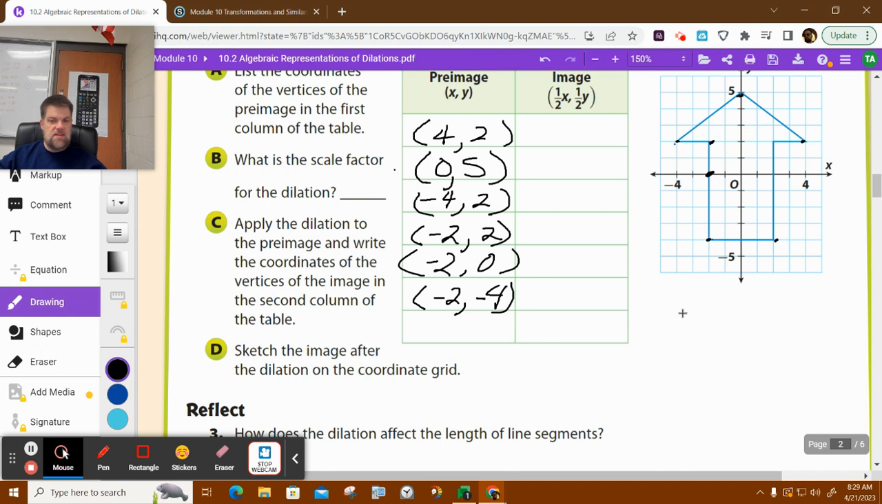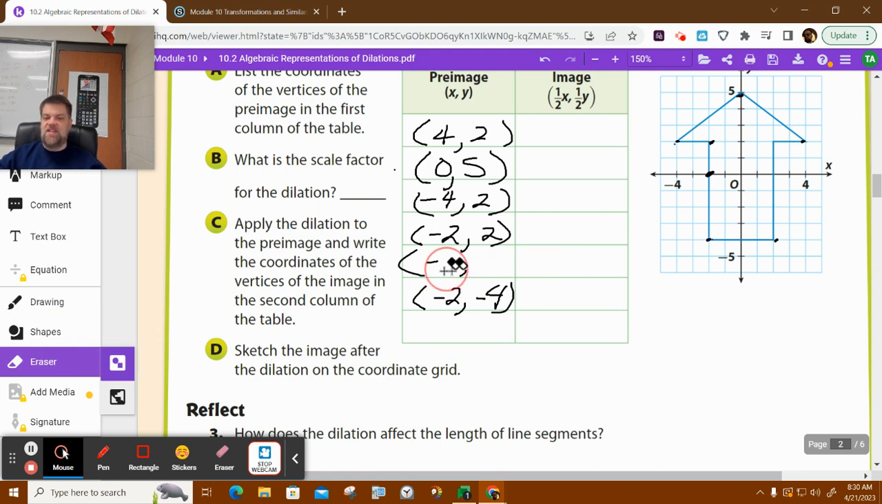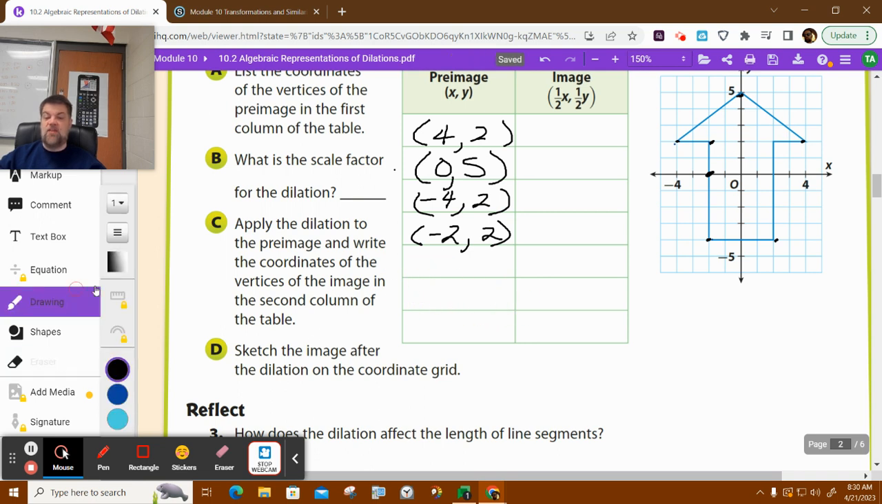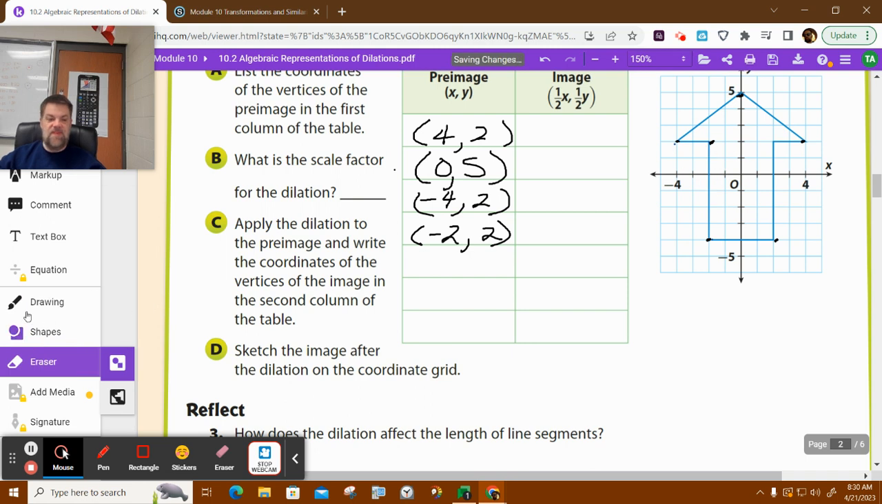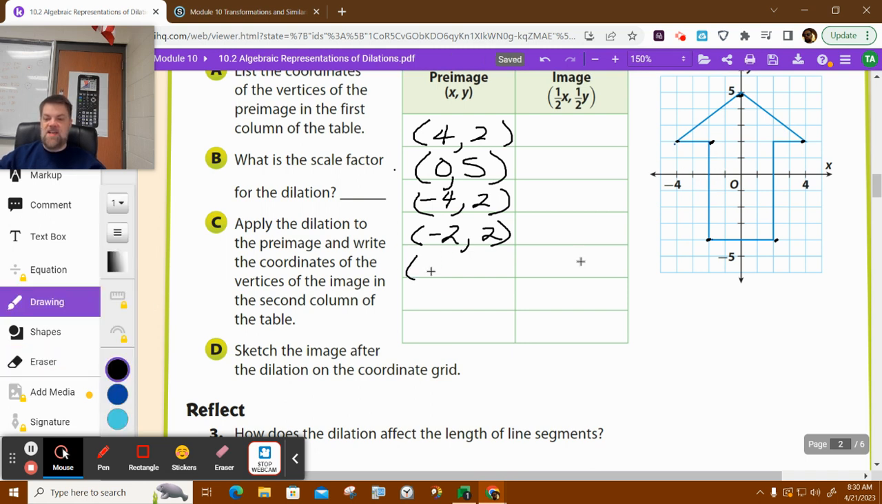Wait a second. Somehow, oh, I don't need this point. I don't need this point. I was like, what in the world? I mean, that's a point on there for sure. It would work, but I don't need this point. Okay, I see why you were saying the other thing. So yeah, it'd be -2, -4.